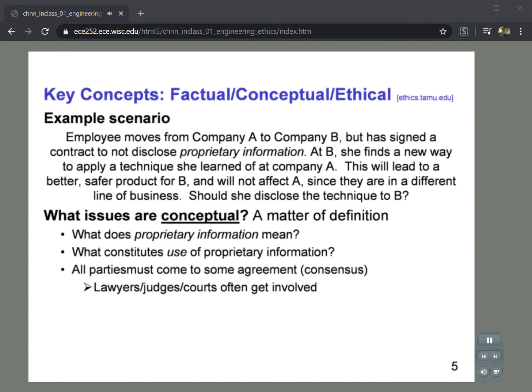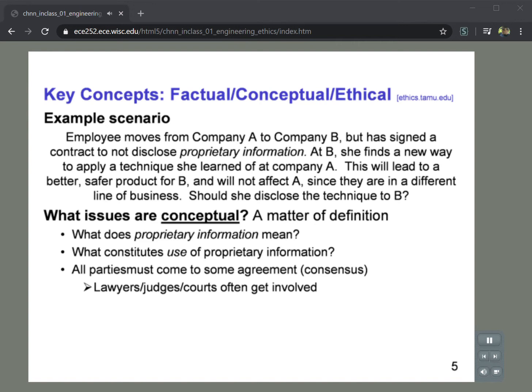If the information that she acquired while she was at company A is something that she perhaps could have picked up by taking another course somewhere, or by doing some literature search, is it truly proprietary? Probably not. So proprietary would have to mean something that's normally called a trade secret for the company, that isn't known anywhere else and could not be discovered anywhere else. So there has to be some kind of definition of what we mean by proprietary information.